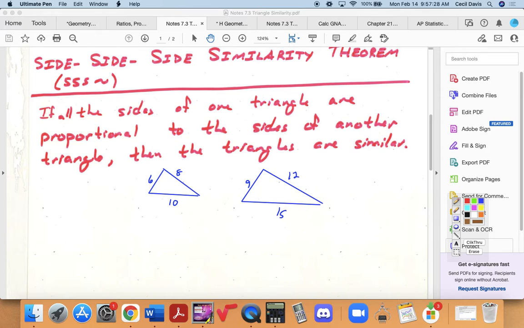So we just need to see, are these proportional or not? So I'll match up the biggest to the biggest, 10 to 15. What does that reduce to? 2 over 3. I'll do the smallest with the smallest. That's 6 to 9. How do you reduce it to 2 over 3? Always divide by the same number. Yeah, we divided both of them by 3.